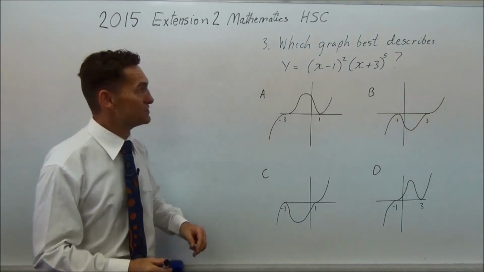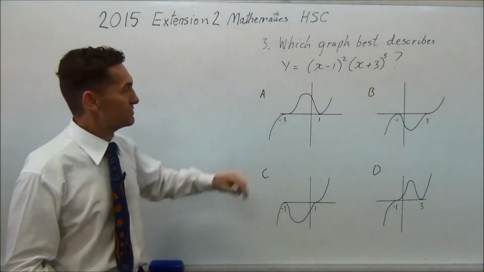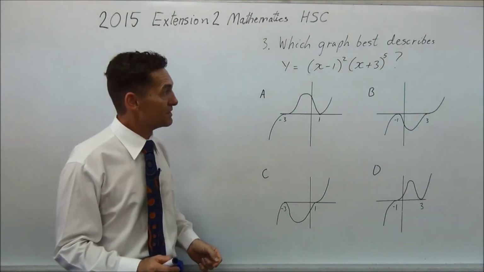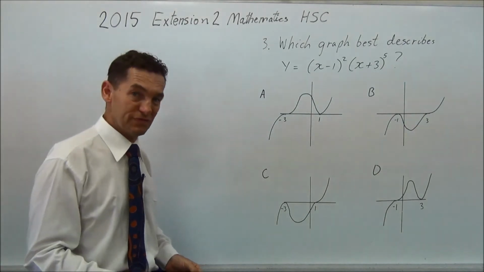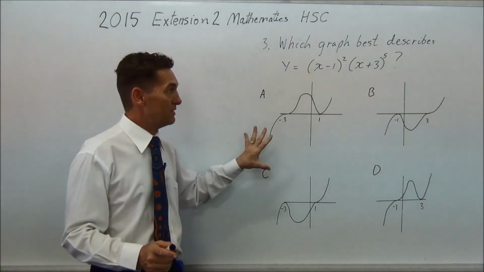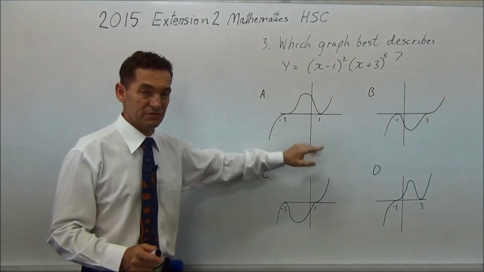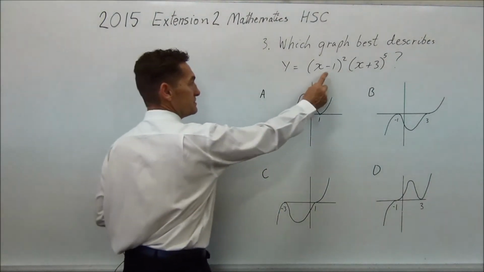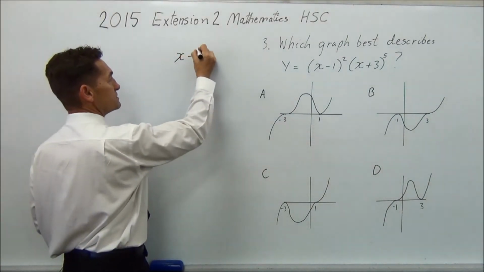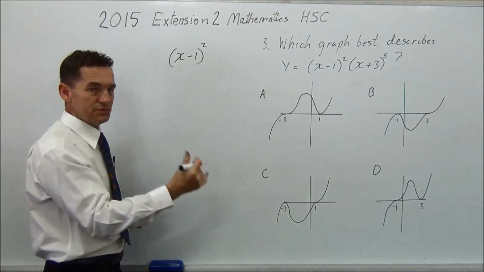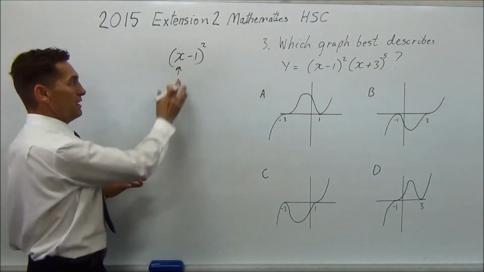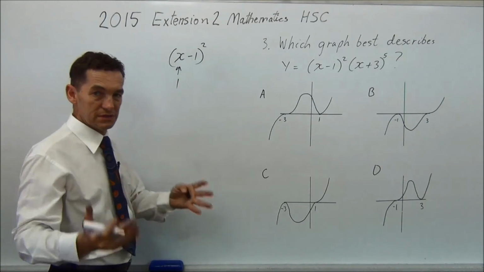G'day again. Question 3. Which graph best describes y equals brackets x minus 1 all squared, brackets x plus 3 to the 5th? I would consider this probably the easiest question on the paper, simply because of the answers you're given. If you just look at this and consider, where's the root? Well, if you've got x minus 1 squared, where's the root going to be? Well, there's going to be a root when that equals plus 1. Because it's a squared, it's a double root.